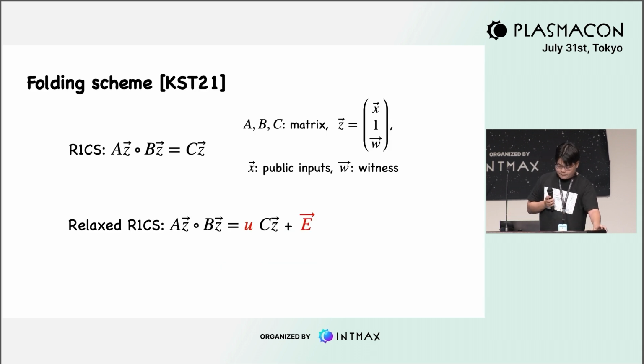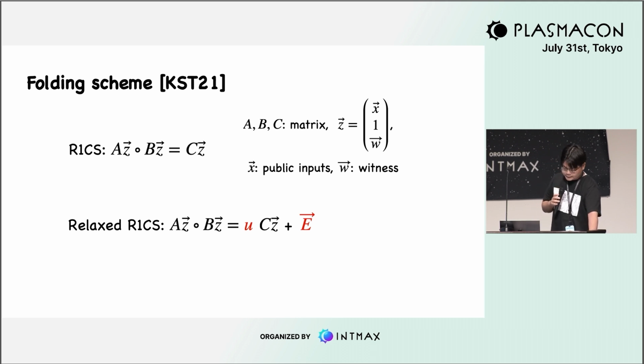So next, let's explain the folding scheme. All statements can be written as constraints in the form of R1CS. Here, A, B, and C are matrices, and Z is a vector consisting of the public input X, 1, which represents a constant term of the constraint, and W, which is the private input, that is, the witness.